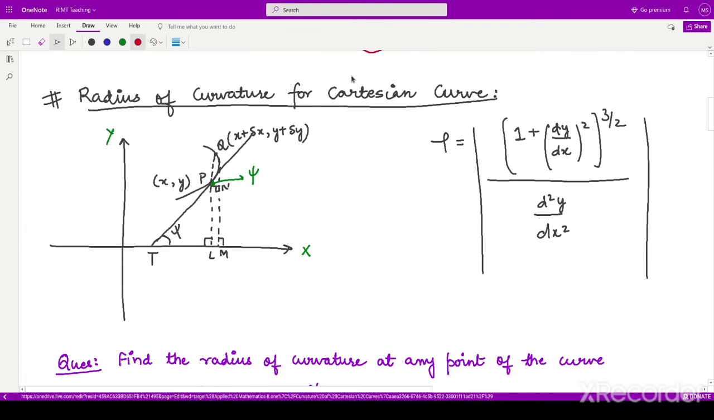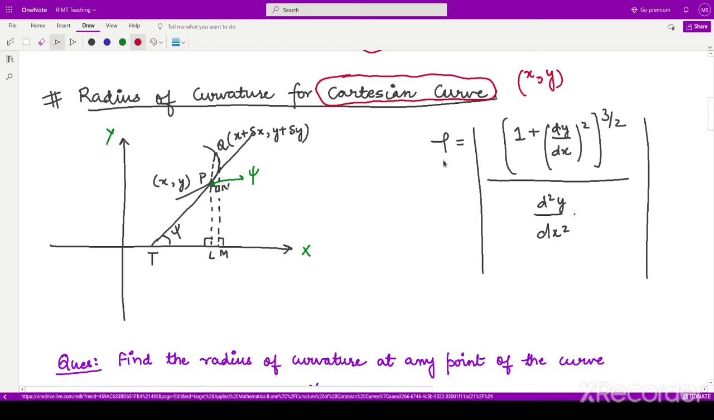Next, let us see how we can calculate the radius of curvature for a Cartesian curve. For a curve which has coordinates in x and y, let us see what formula we can use to calculate this radius of curvature. So this is the formula that is given to you. This you have to remember: 1 plus the first derivative of y with respect to x squared, the quantity has power 3 by 2, divided by the second derivative, and finally you will take the modulus.